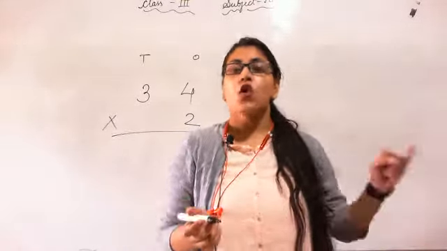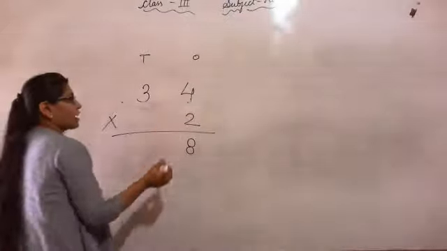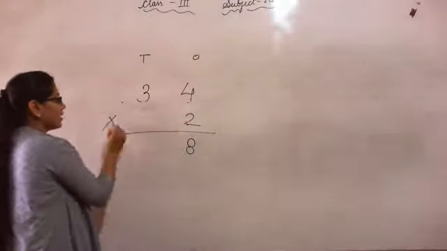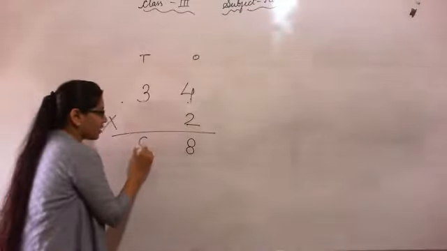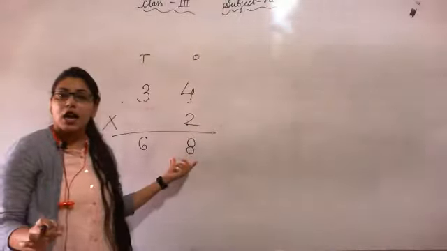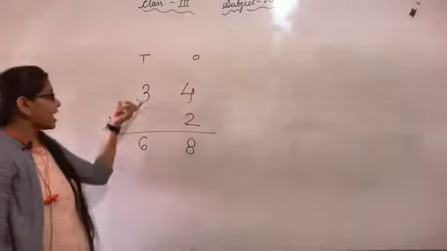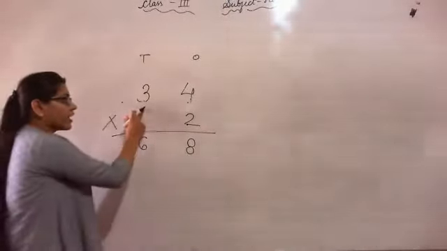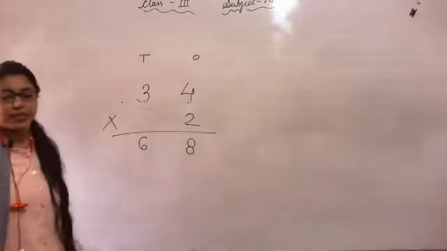So 2 into 4. 2 4s are 8. So we will write 8. Since we multiplied with ones, that is why we are writing below ones. Now we are done with ones column, moving towards tens. 2 into 3. 2 3s are 6. Now we are dealing with tens column, so we will write below tens. As we were dealing with ones, so we wrote down the answer below ones, and as we deal with the tens column, so we wrote down the answer below tens. So 34 into 2 is equal to 68.